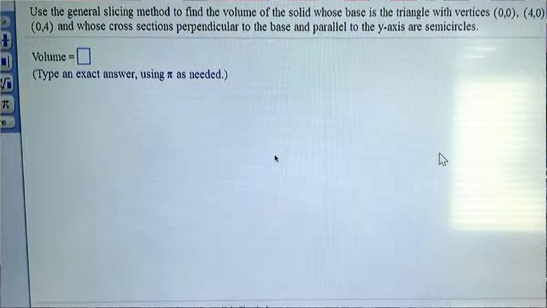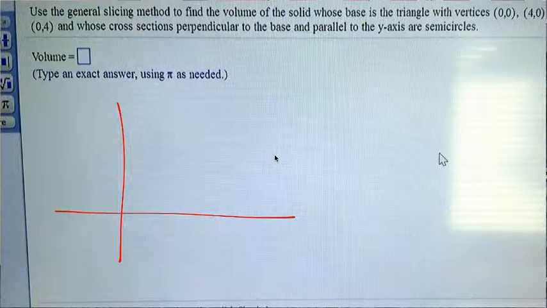Here's the next on the list of problems. This one's pretty slick. I like these slice problems. There are 3 points that are plotted: (0, 0), (4, 0), and (0, 4). So basically, these are the points located on the axis if you plot them.